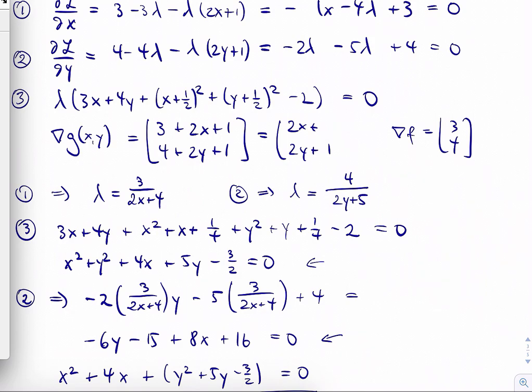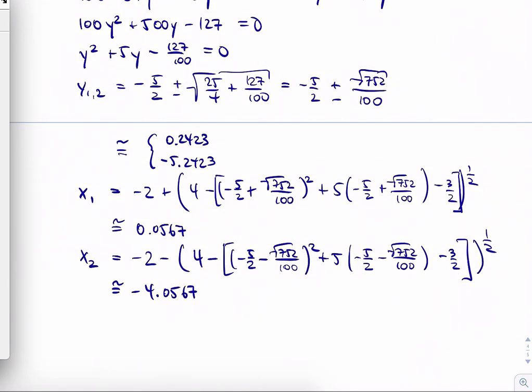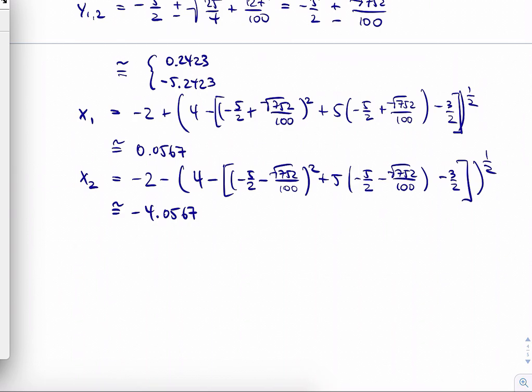Okay, so here I found two expressions for lambda, which of course now both must hold, expressed in x and expressed in y. They must both be correct. So let's check what lambda is for our candidate points here. 3 over 2x1 plus 4 is roughly equal to 0.7293, and 4 over 2y1 plus 5 is also equal to 0.7293. And lambda is positive, so this is good.